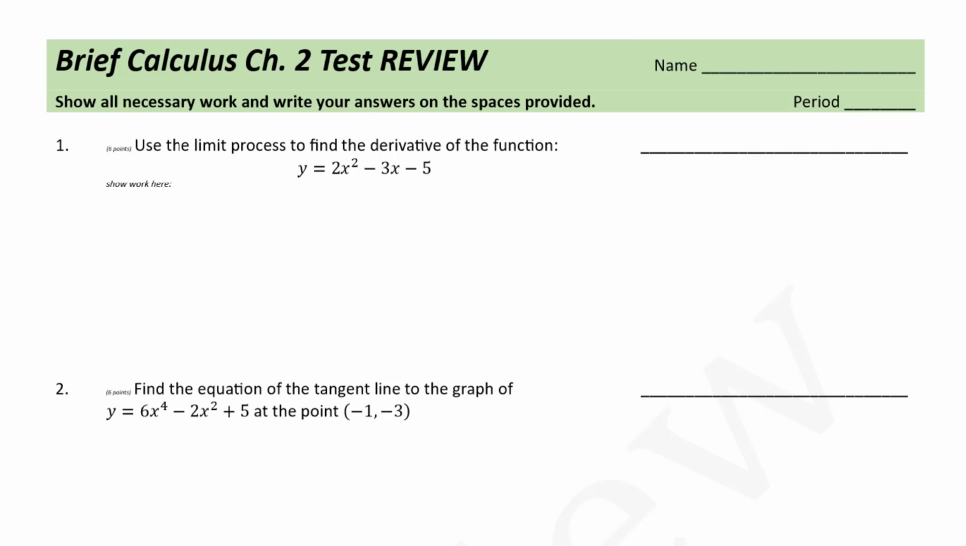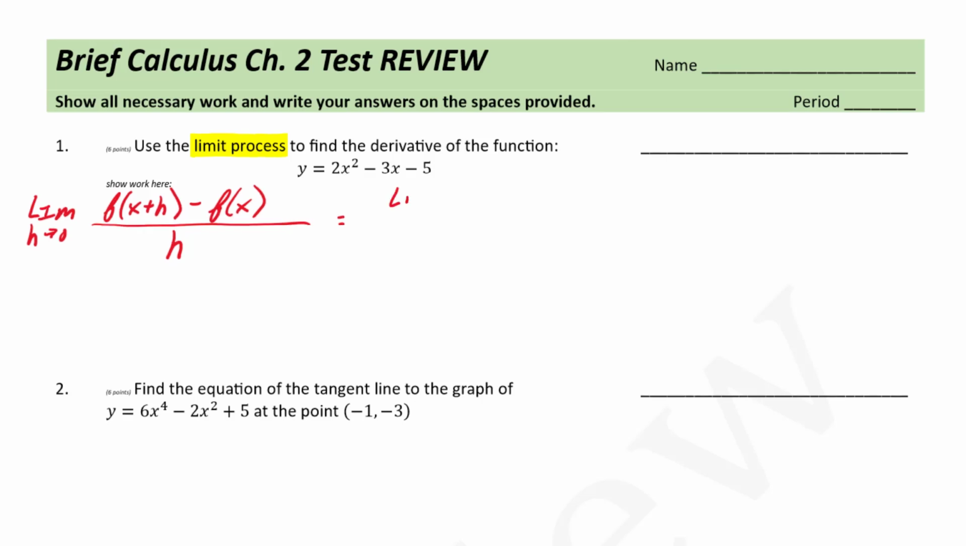So the first one wants us to utilize the limit process to find the derivative. Off to the side I'm just going to write what that template looks like. It'll be the limit as h approaches 0 of the difference quotient, which if we recall was f of x plus h minus f of x, then all over h. So basically I'm going to have to plug in x plus h first.